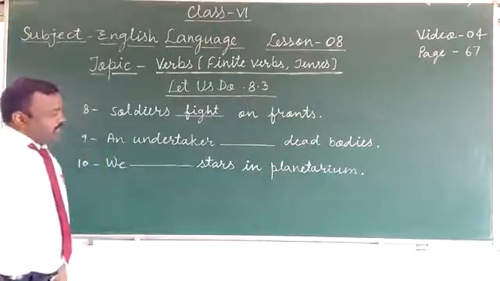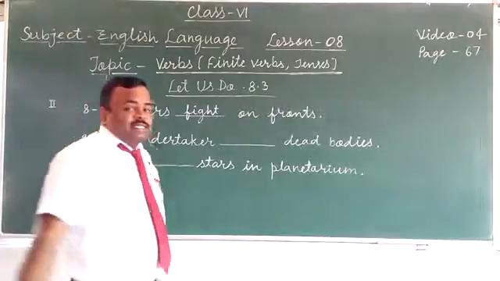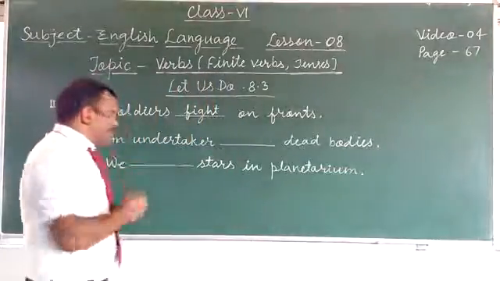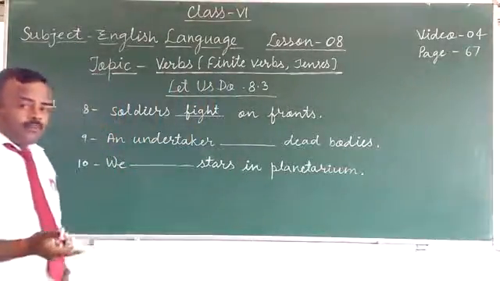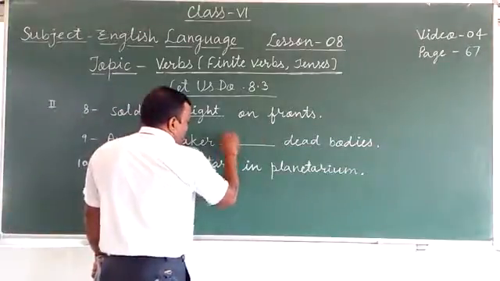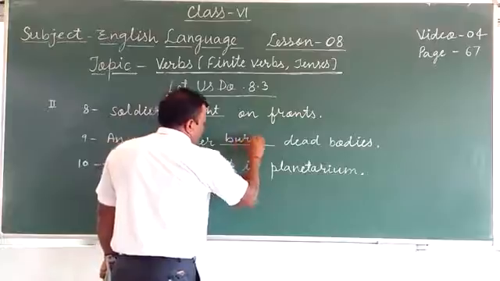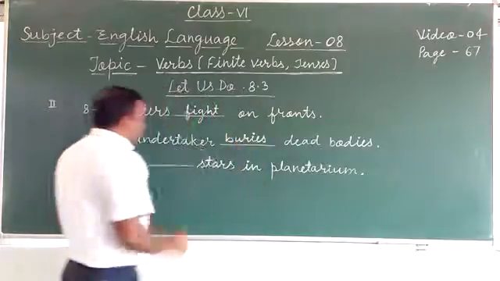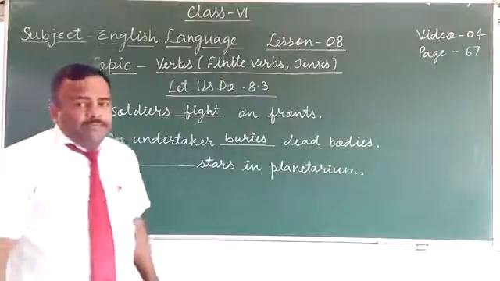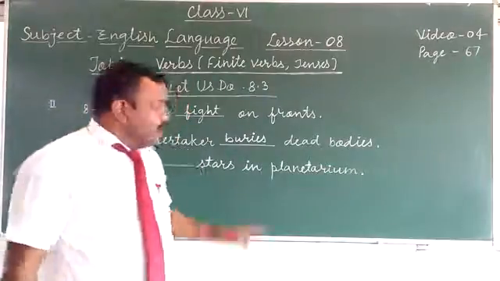9. An undertaker, dead bodies. So what is the use of dead bodies for an undertaker? What does he do? He buries the dead body. So an undertaker bury, B-U-R-Y. It is the first form bury.